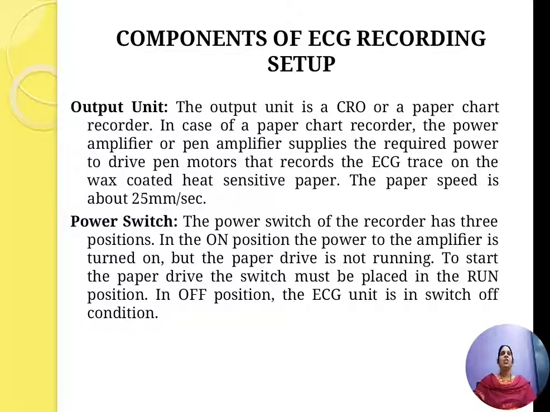Then the last is your power switch. The power switch of the recorder has 3 positions. When it is in the on position, the power to the amplifier is turned on, but the paper drive is not running. You are not able to drive your paper. To start the paper drive, the switch must be turned to the run position.